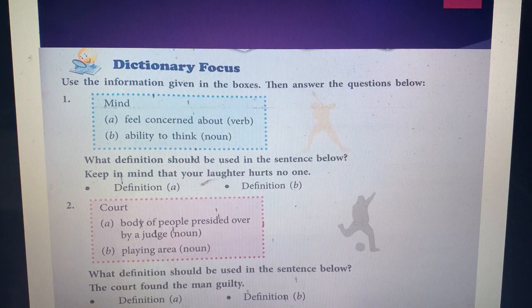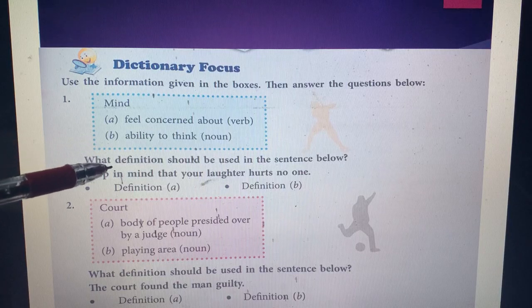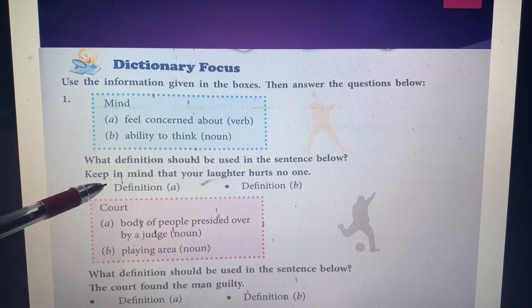कीप इन माइंड मीन्स यू नीड टू कंसंट्रेट. यू शुड बी कंसर्न्ड about the person. You should be concerned about the statement which you will speak, that your statement should not hurt anyone. So the correct answer will be A part.